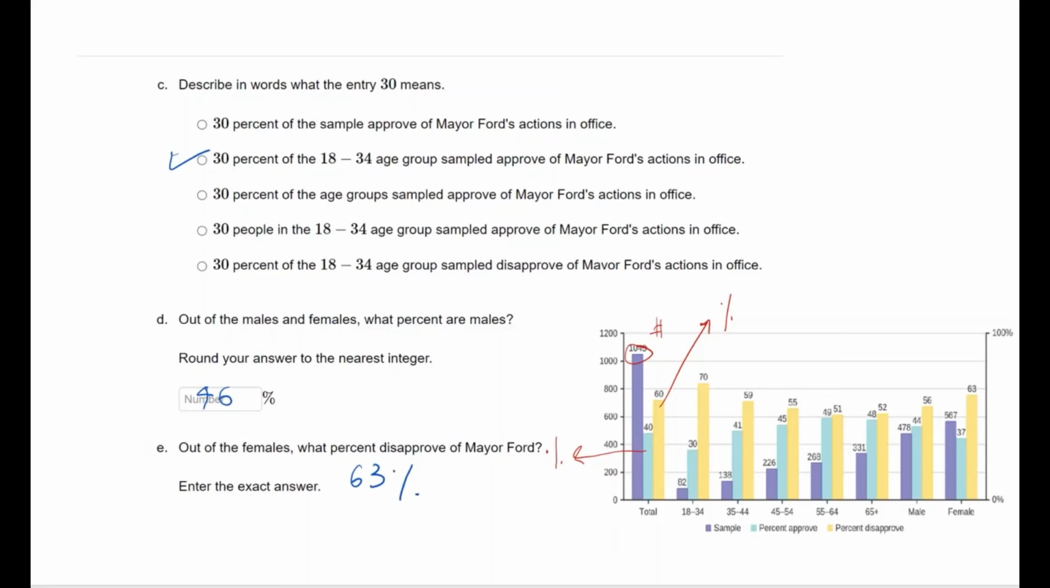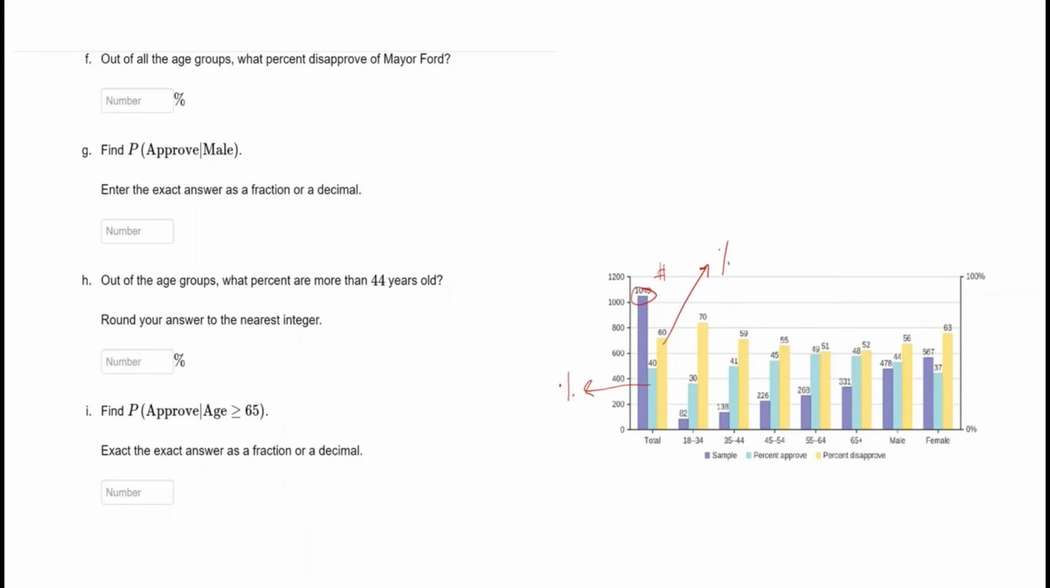It says that you should write the exact answer, but it's all right. You can write it in percentage, so you can round it off. Part F asks you to look at all age groups, which is represented by the first set of bars, and tell what percent disapproves of male food. And we know that the yellow bars represent the disapproval, so the answer should be 60% straight away.